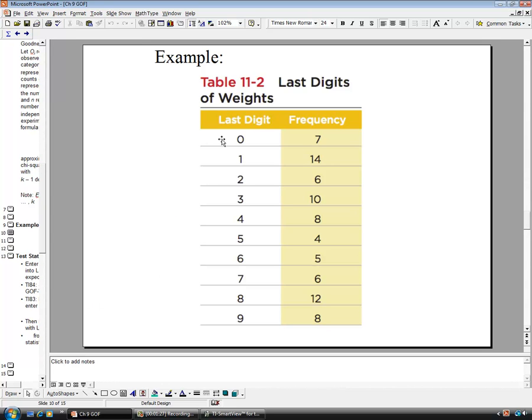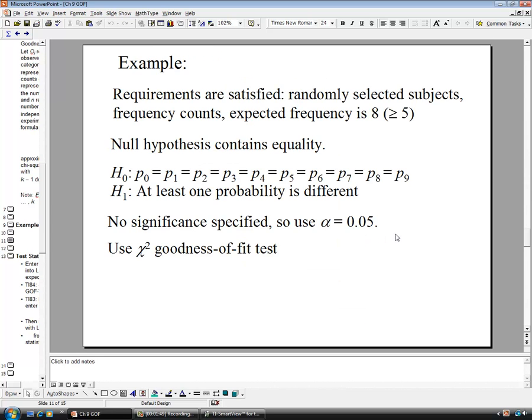Alright, so the last digit, again, this is the tenths column, being a 0 through a 9, and these were the frequencies observed. Now please note this value right here is less than 5. That's okay. Our expected counts will be higher than 5, so our observed counts don't have to be 5. So our requirements are satisfied.